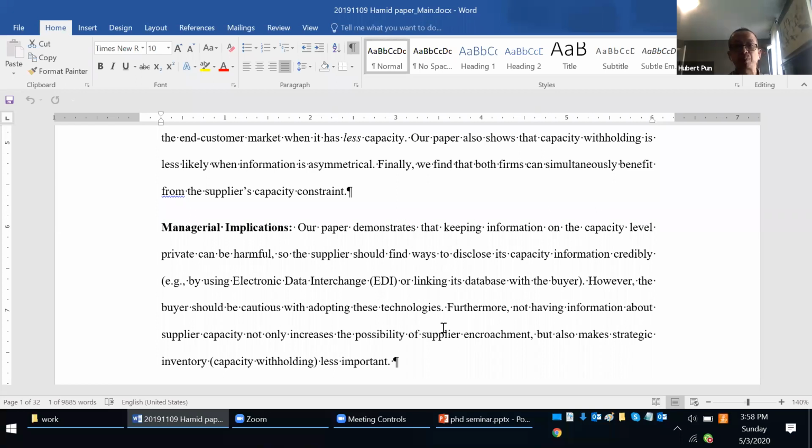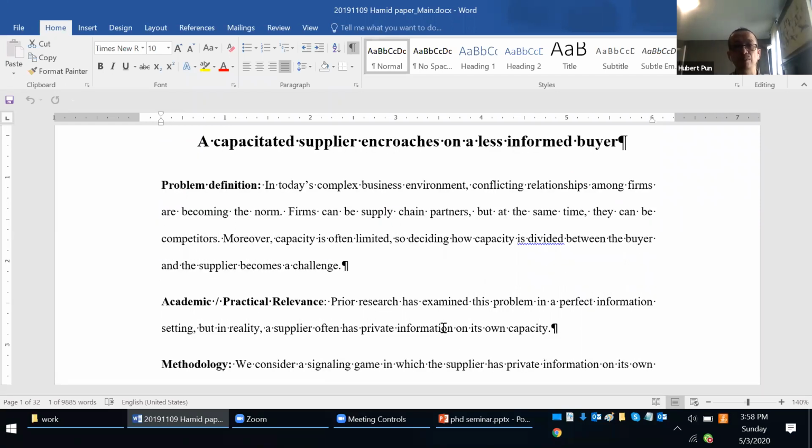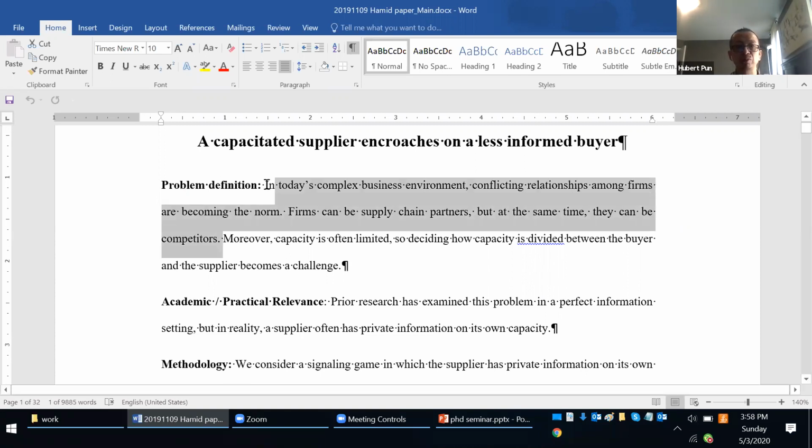So let me try to explain what I have done. The problem definition is written to the manager. The manager needs to understand the rough idea of what you're trying to do. Once again, my paper has 3 different features. The first one is supplier encroachment. These are the first 2 sentences. I try to bring out the idea that companies are competitors, but they are also cooperative. That brings out the concept of co-opetition. And specifically within co-opetition, this one is concerned with supplier encroachment.